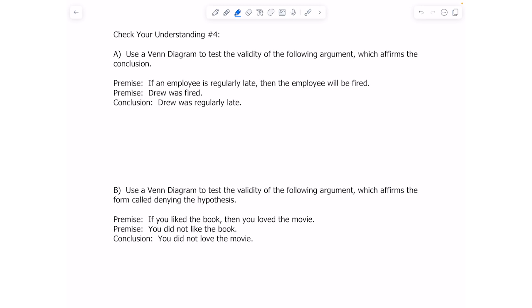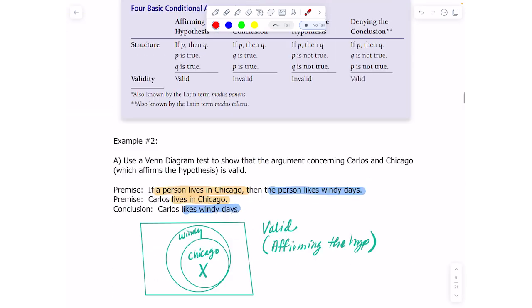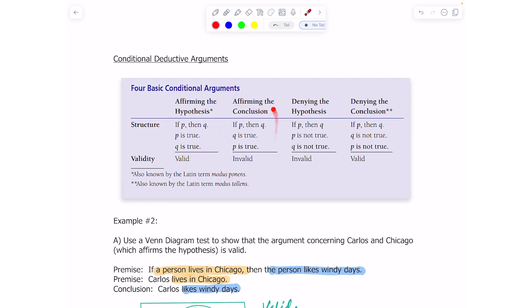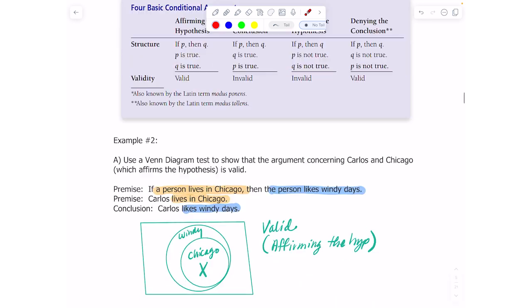Okay, so if I, again, take a look at my P and my Q. What would P be here? P is going to be the first part after the if. So an employee is regularly late would be P. And then you've got Q, which is the employee will be fired. So here, if P then Q, right? Q happened, then P happened. So if you go back and look at the structure, that's referring to the structure which is affirming the conclusion. It's an invalid argument to make.